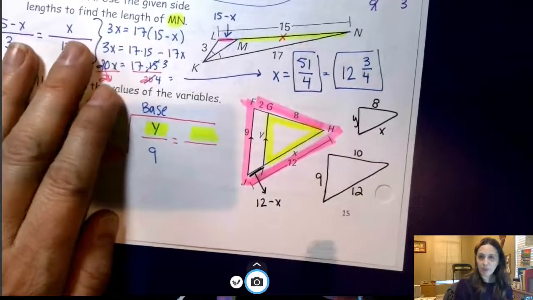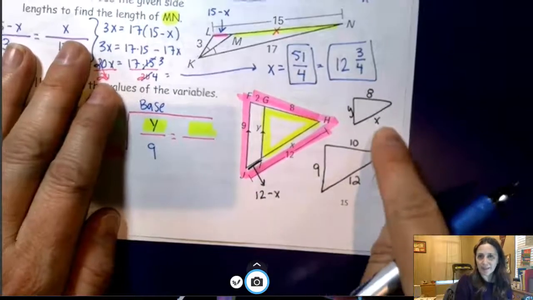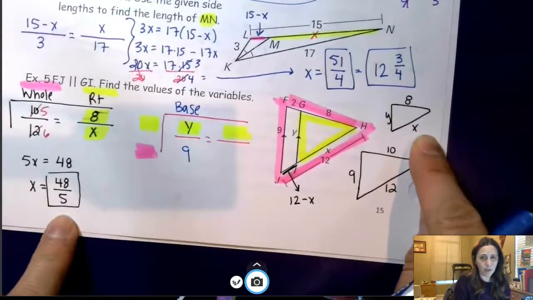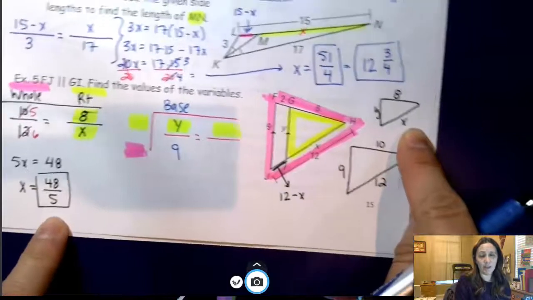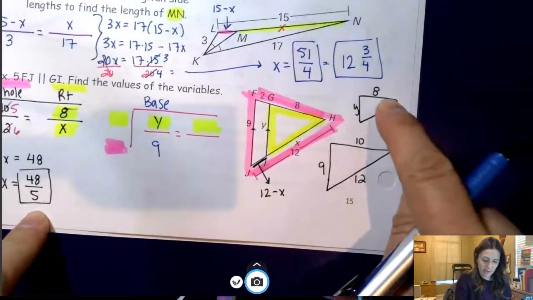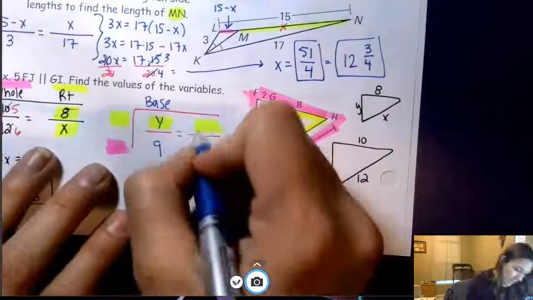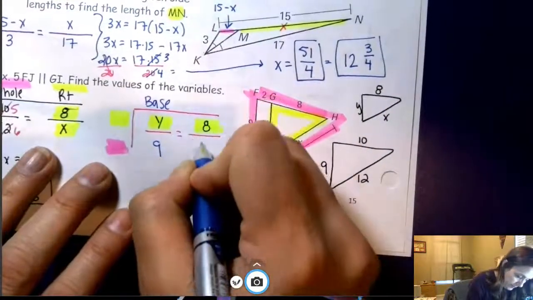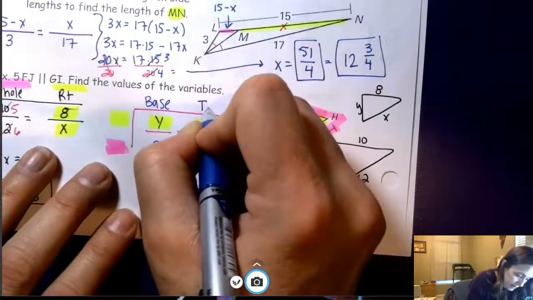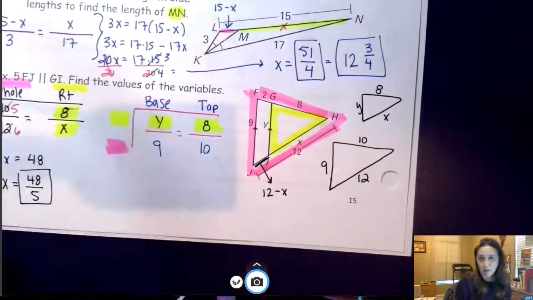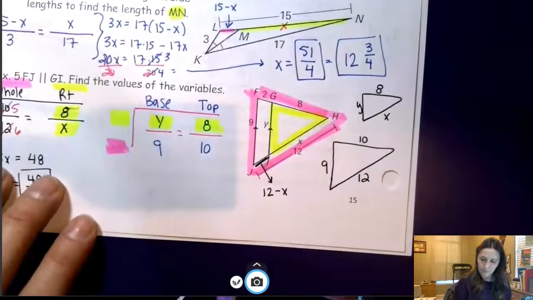The next one I'm going to do is one where not the x, because that's a variable, and I don't want to use 48 over 5, because that would be ugly. So if I could use the 8, and the 8 I know corresponds with the 10, I'm going to do that. So that would be considered basically the top side of the triangle, but I know I'm consistent.